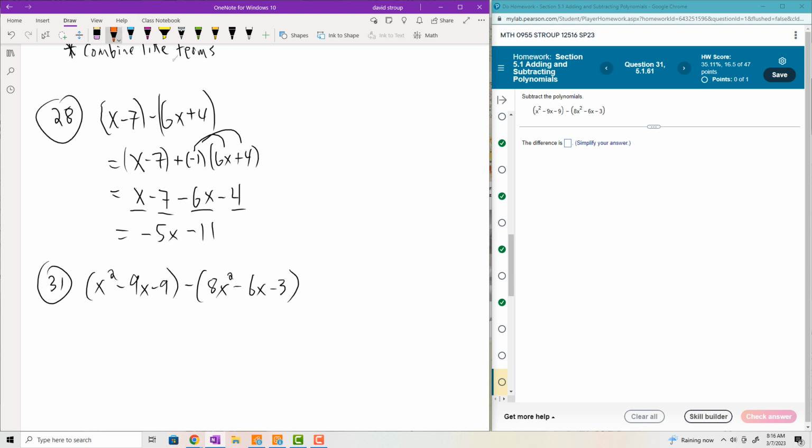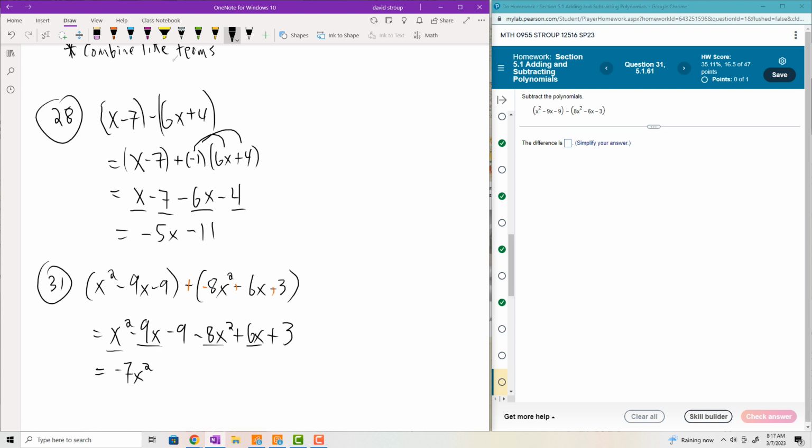Another way of thinking of distributing the negative, which you may or may not like, is called zapping. So what you do is right at that negative, you go zap, zap, zap, zap. And then your polynomials are x squared minus 9x minus 9 plus negative 8x squared, that would be minus 8x squared plus 6x plus 3. It's just changing the sign on all the terms, which is what the distribution of the negative does.